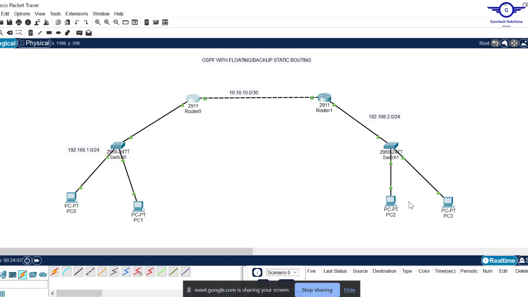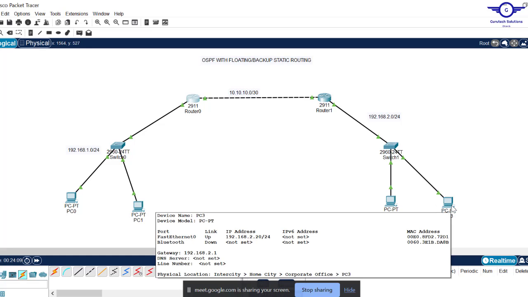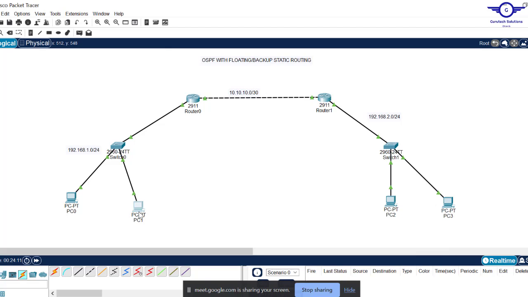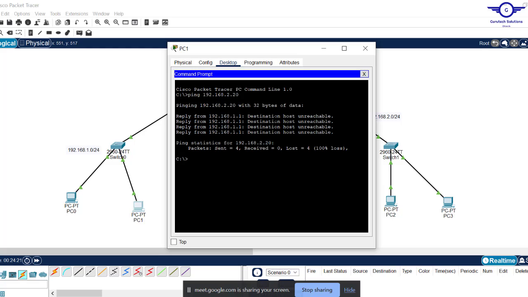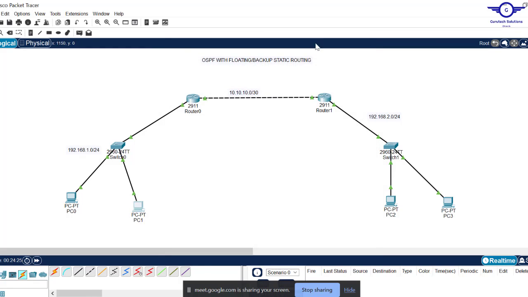So let me try to ping. This is 192.168.2.20. So I'll try to ping 192.168.2.20. You see, destination host unreachable. It cannot ping. Why? Because we've not configured OSPF here. So let's do it here.